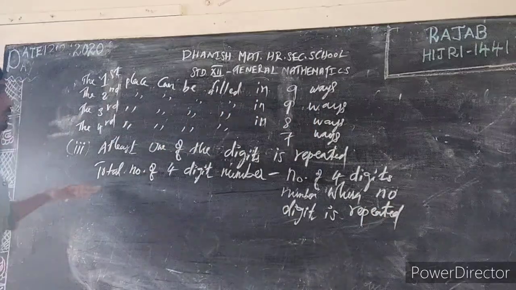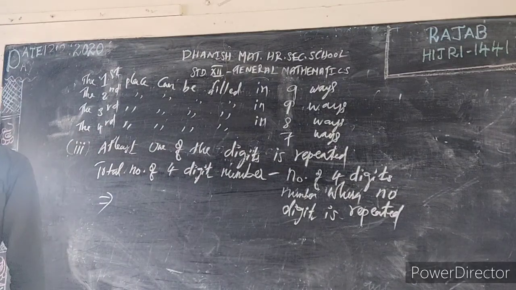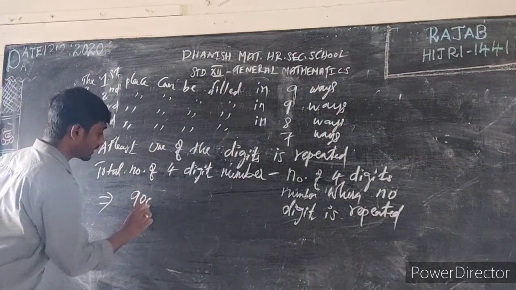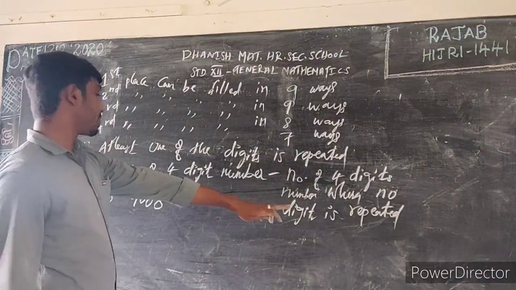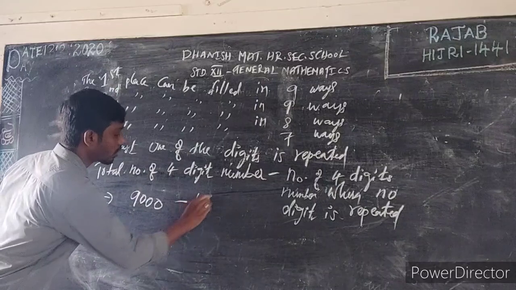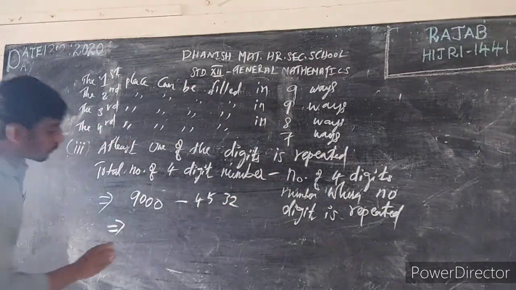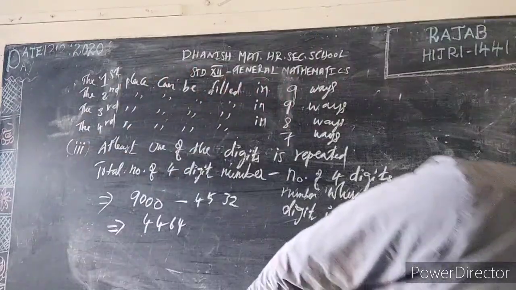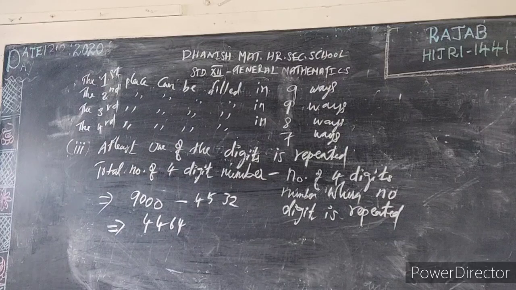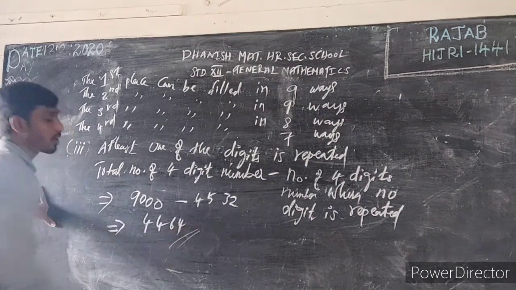So let me solve. We have already found the total number of 4-digit numbers, that is 9,000, minus the number of 4-digit numbers when no digit is repeated, that is 4,536. The answer will be 4,464. So what is the answer you are getting? 4,464. This is the answer for the sum.